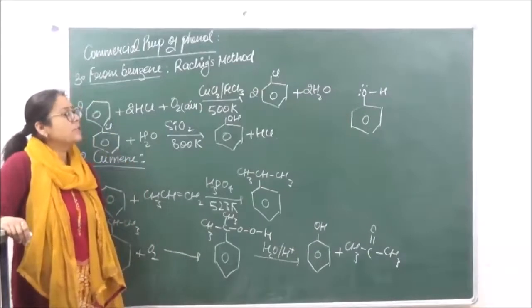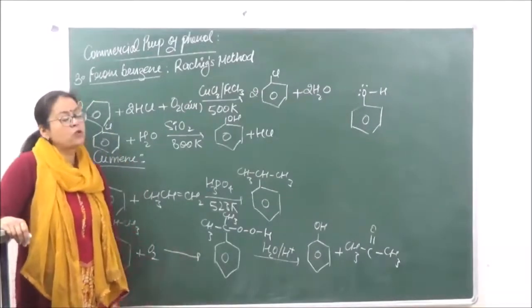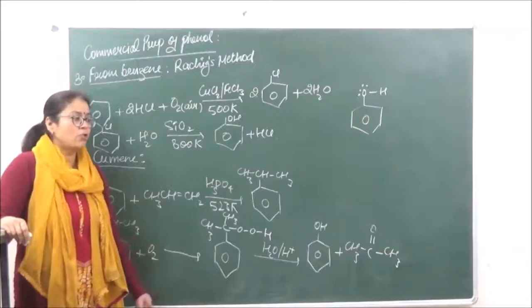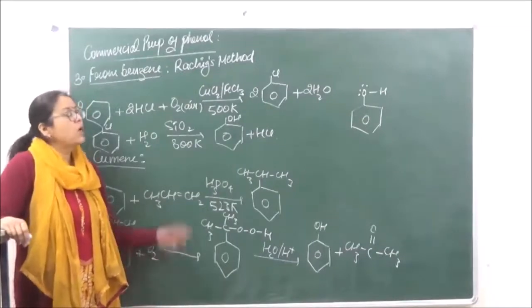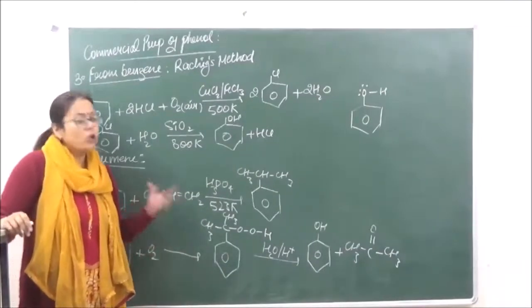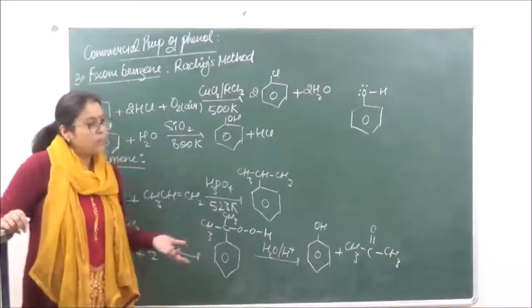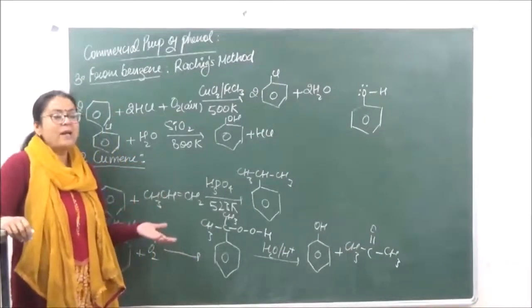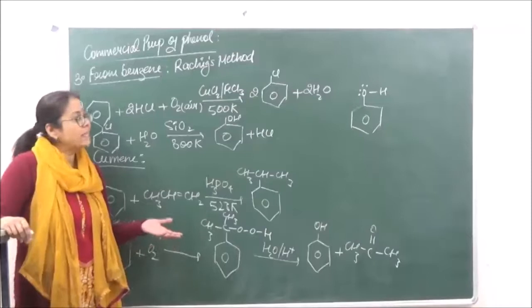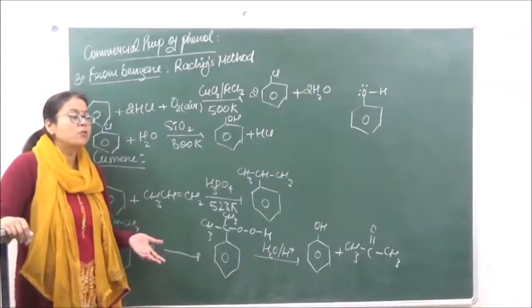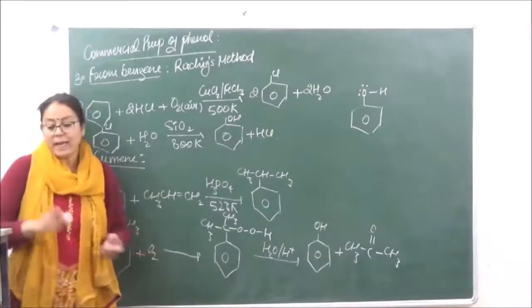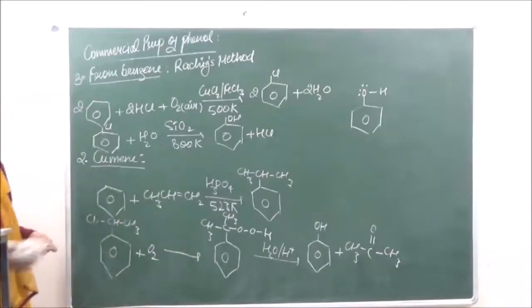Okay, so these are the two important physical properties which you should know. Miscibility is due to hydrogen bonding it forms with water, and if you're talking of solubilities, the boiling points are also higher because it has a tendency to form hydrogen bonds with water. Okay, then let's go on to the chemical properties of phenols.